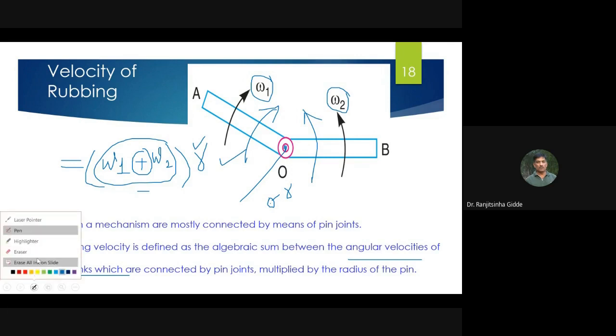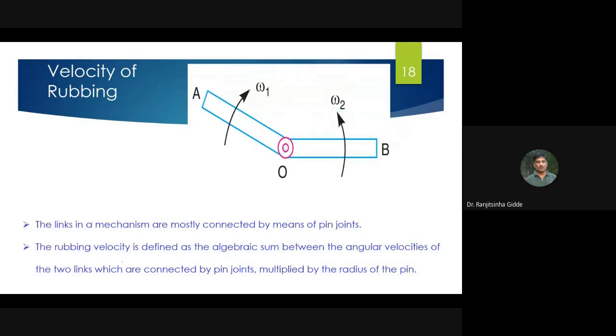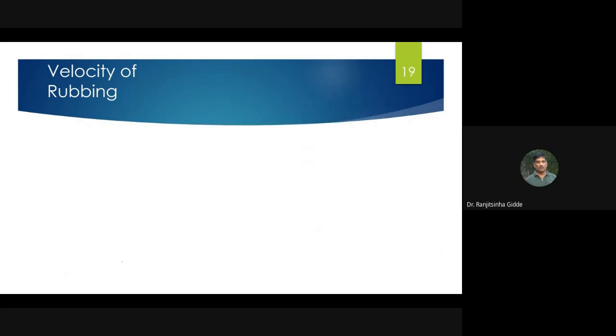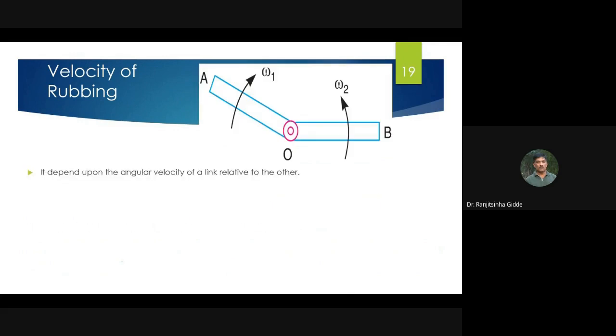So rubbing velocity is nothing but the algebraic sum of the angular velocities of two links which are connected with pin joints, multiplied by the radius of the pin. Okay. So it depends upon the angular velocity of one link relative to the other. This we have already seen.